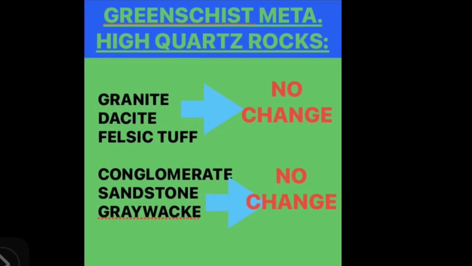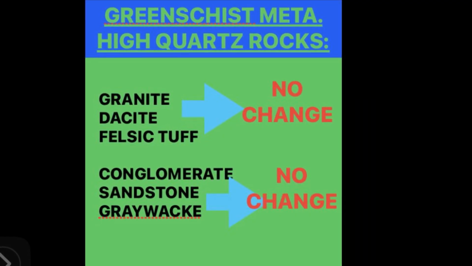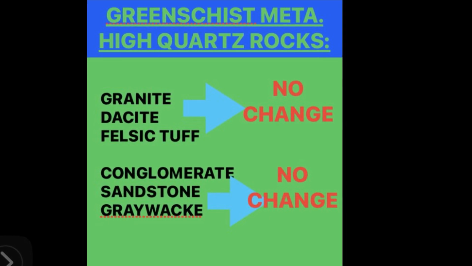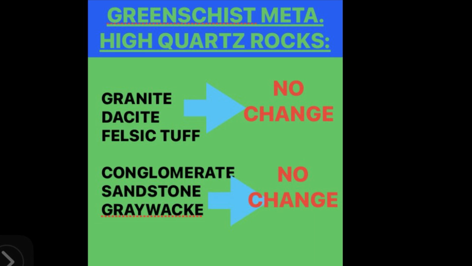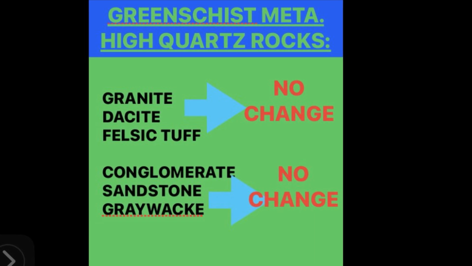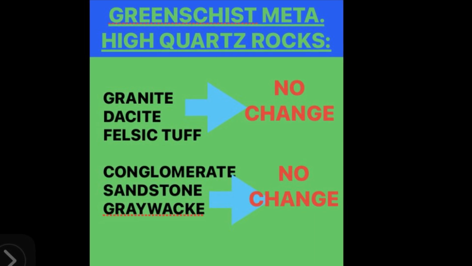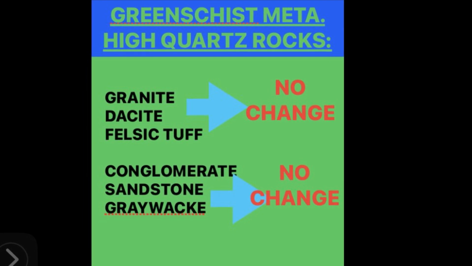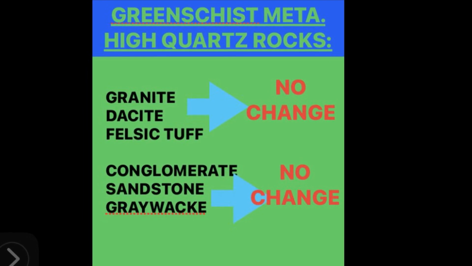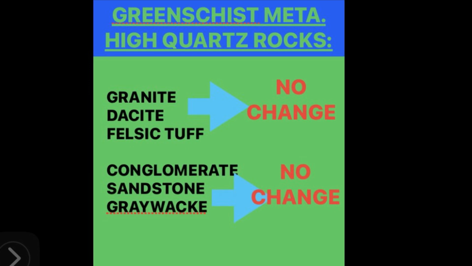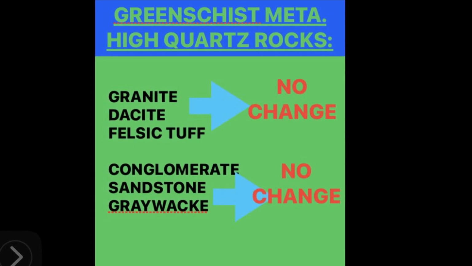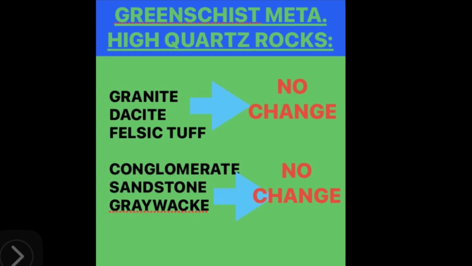Metamorphism. First, we'll look at Greenschist metamorphism and how it affects high-quartz rocks, rocks with a lot of quartz in them. Greenschist metamorphism is all about hydration, adding water chemically to rocks. And quartz is very stable under these temperature, pressure, and water conditions, so there's really no change in high-quartz rock when it comes to Greenschist metamorphism. Isn't that nice?